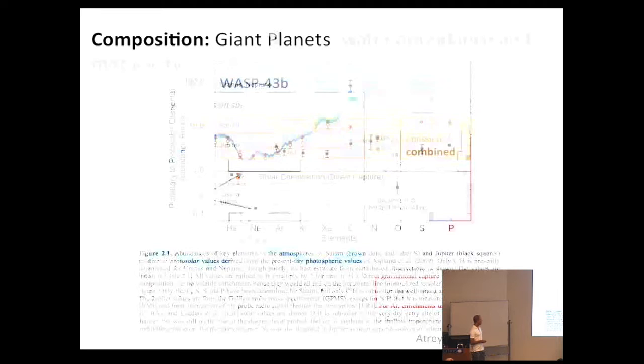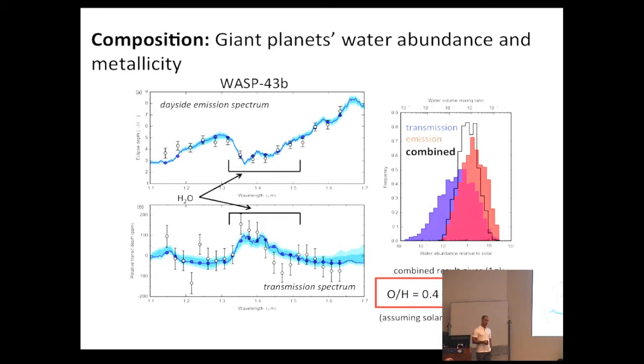So, as I said yesterday, exoplanets offer the opportunity to measure water abundances and to measure things in general that we can't measure for the solar system planets. And so this is an example of WASP-43, which I believe Laura talked about yesterday. I just want to highlight, this for me is probably the most interesting result that I've been involved in in the field of exoplanet atmospheres.